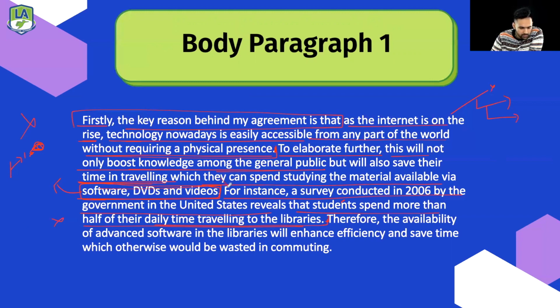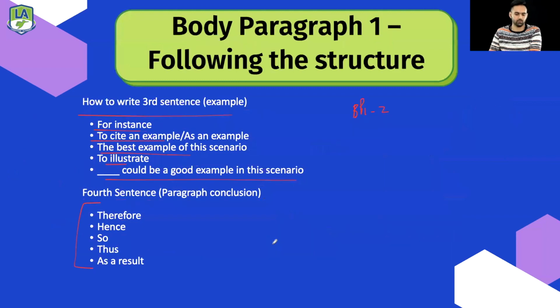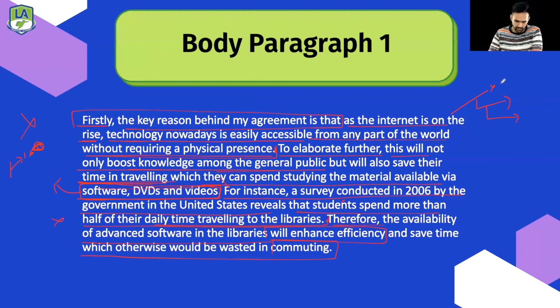So, an example for the same: therefore, the availability of advanced software in the libraries will enhance efficiency. First, it will enhance efficiency and save time, which otherwise would be wasted in commuting. I've replaced traveling with commuting here. So the internet will boost knowledge plus save time, with the example that students waste most of their time traveling. Therefore, if they invest in technology, they will save time and libraries will be able to operate efficiently. We are done with BP1, where we have explained our idea one.